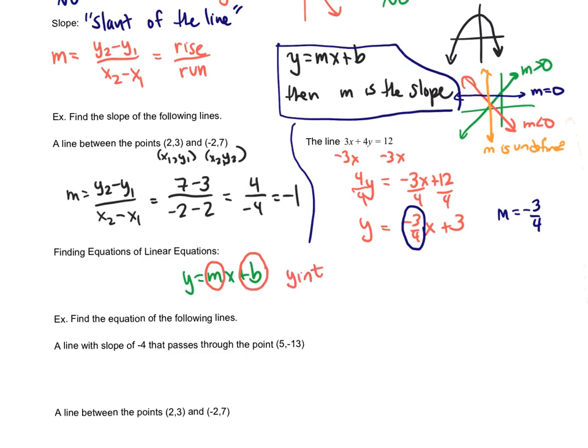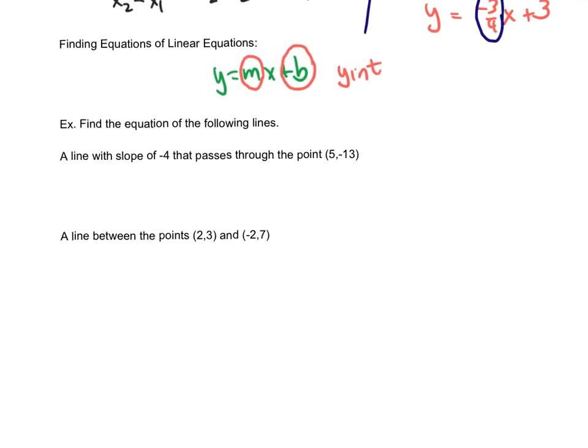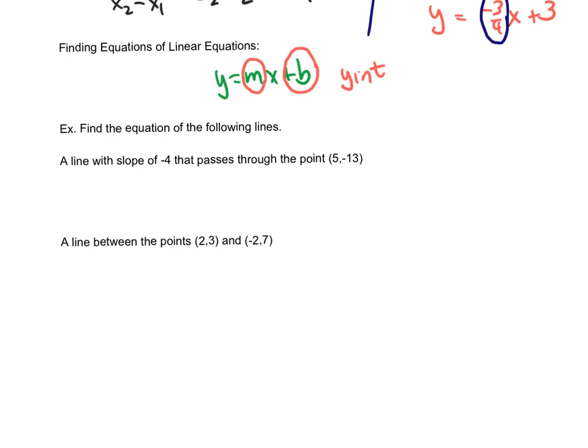Now there's lots of ways to do this. The textbook we're using uses what's called point slope, but I'm just going to use y equals mx plus b, and I'm going to show you how I can find the equation of two types of lines pretty simply. So this first one says I want to find the equation of a line with a slope of -4 and passes through the point (5, -13). So I'm going to write my answer up here.